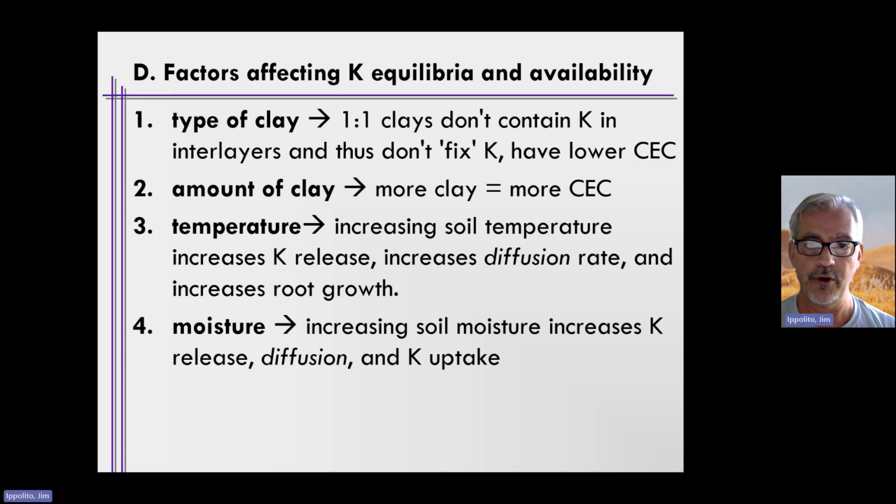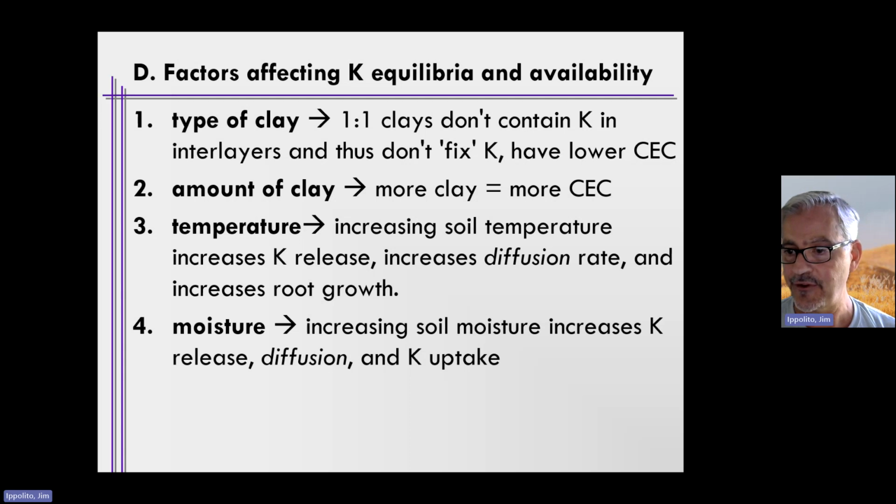When there's very little moisture present in the soil, the pathway for potassium to find its way from the source to the sink, i.e. from the CEC sites to the root, is more tortuous. And so moisture is a very important factor for delivering potassium to the roots.